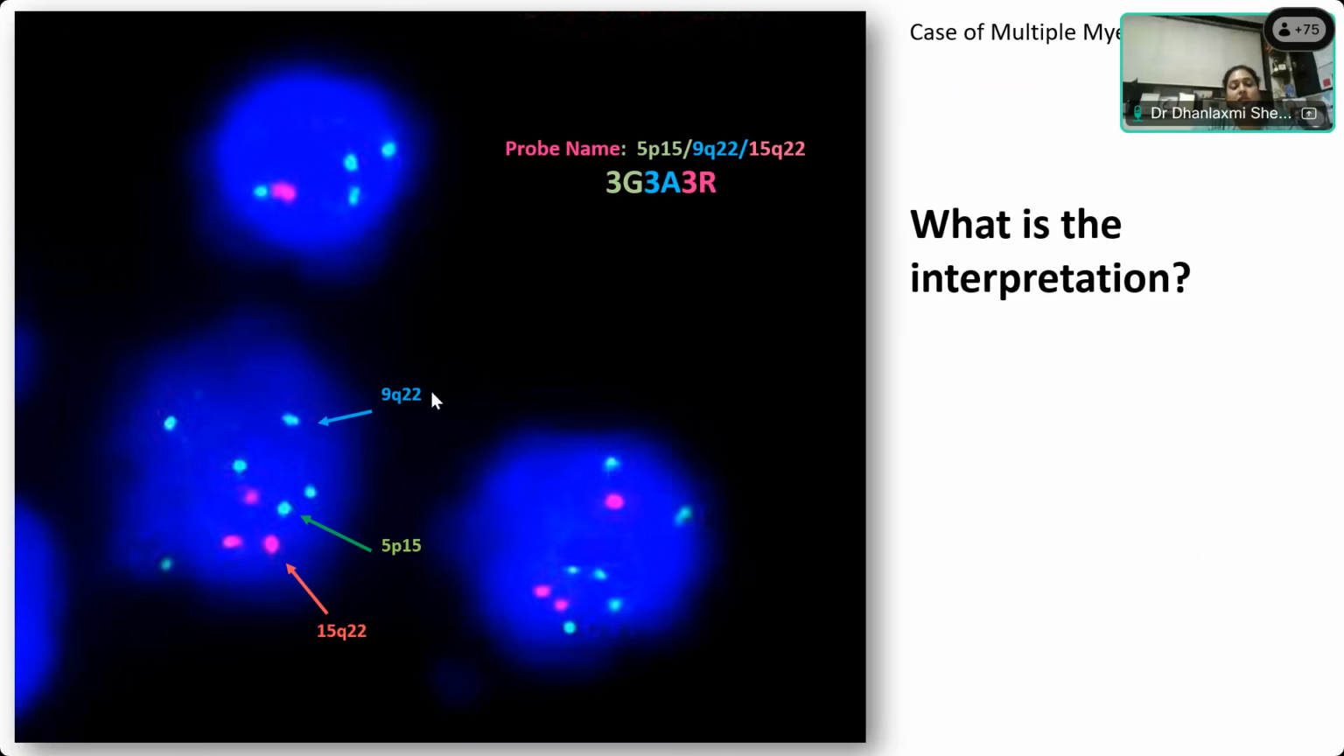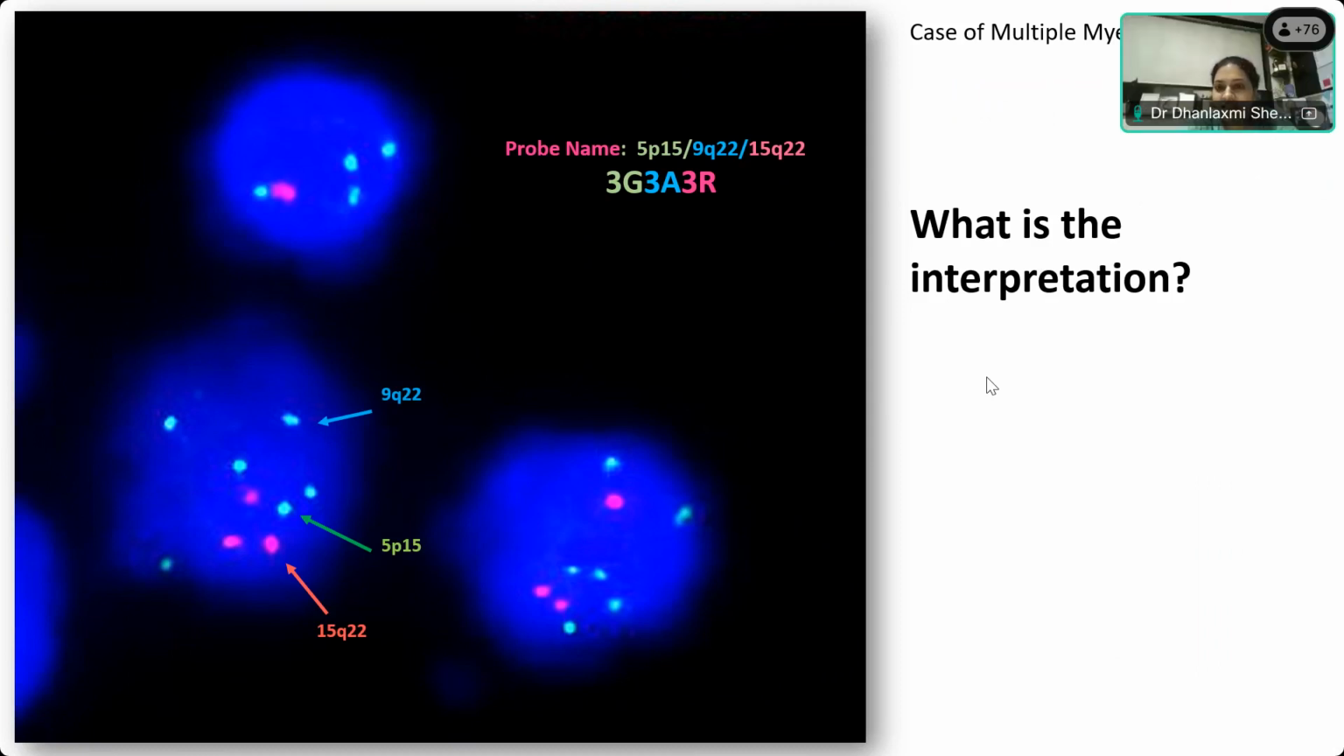Now, when you see this image of the cell, you can see several signal patterns, a mixture of the green, the aqua, and the red. When you look at this, what would you interpret this cell as, or the adjacent cell as well? What would be the interpretation? A basic question, and I would expect a basic answer here. Audience, the enthusiastic audience. Ma'am, answers are coming. Hyperdiploidy, which is right.